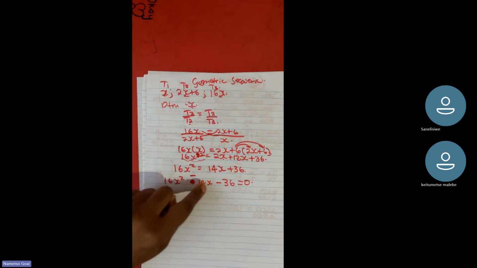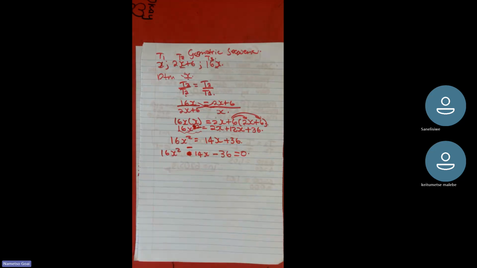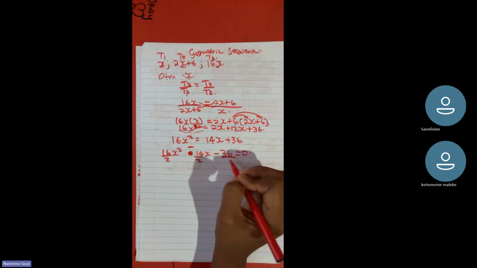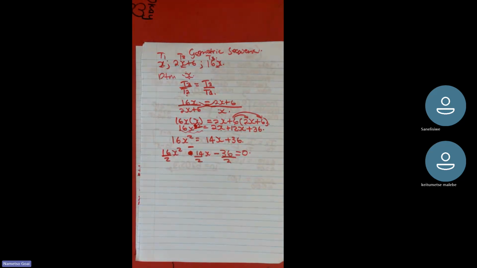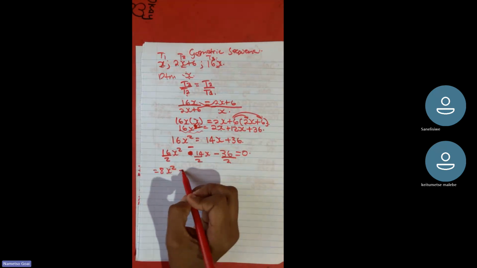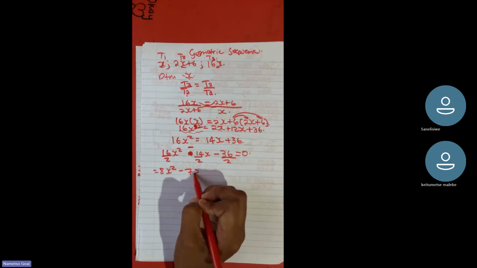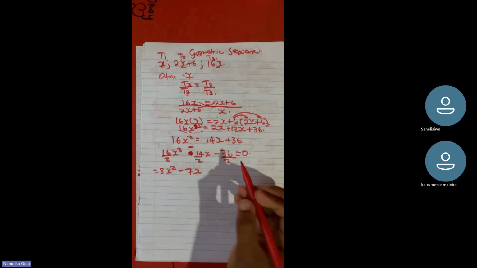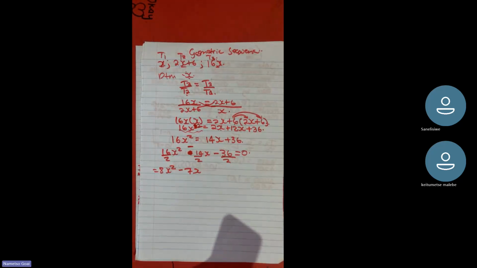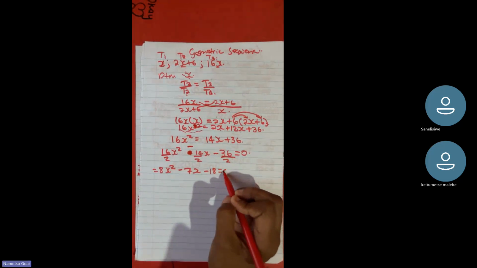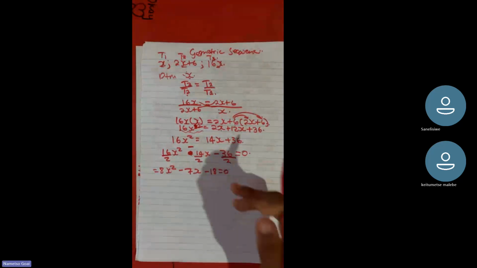Now we can see that everything over here is a multiple of what? Of 2. So we can divide everything over here by 2, just to make it simpler to work with, right? So when you go 16 divided by 2, you'll have an 8x squared minus 14 divided by 2, 7x. 36 divided by 2, minus 18 equals to 0. Now we have this over here.